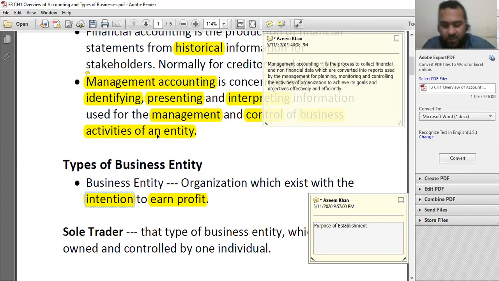Now, one other thing, you should not be confused about this. There may be different organizations selling goods or services. If someone is selling goods or services, based on this alone you cannot determine that the organization is a business organization.